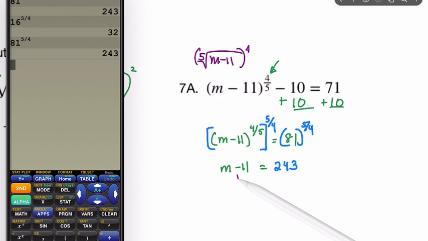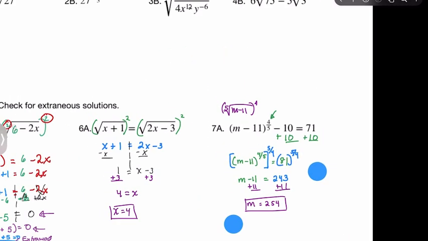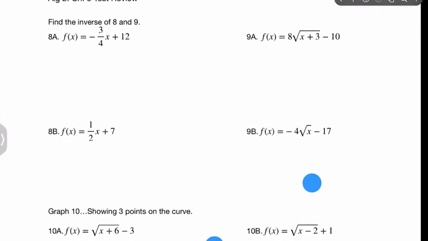And then we'll just add our 11 to both sides to get our answer. So m is 254. There we go. So that takes care of those. That's your first 7 problems on the test. Now let's flip this over.